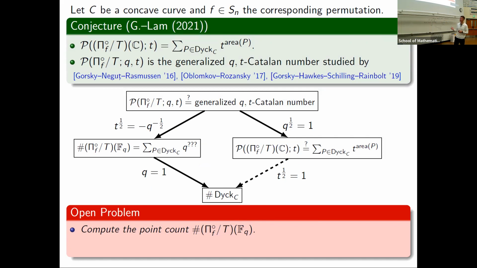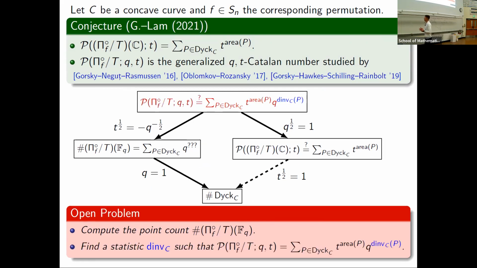Another, more complicated problem, if you like guessing statistics, is to find a statistic dinv. When your curve is just a straight line, then dinv is diagonal inversions. But if you have a concave curve, then you should choose some other similar statistic which depends on the shape of the curve, such that these generalized q,t-Catalan numbers, which you can easily compute in Sage, are given by the sum of T to the area times Q to the dinv. That's an open problem, and I spent some time playing with it, but we couldn't figure out what should be a natural dinv statistic.